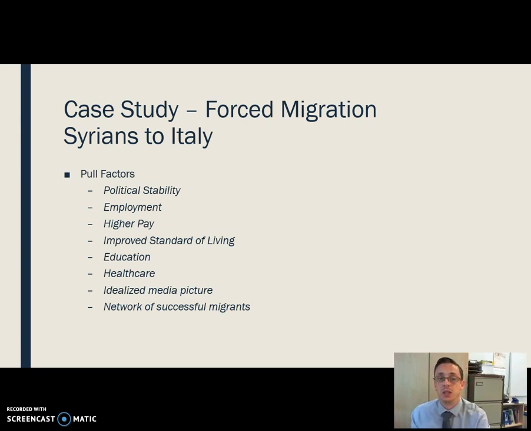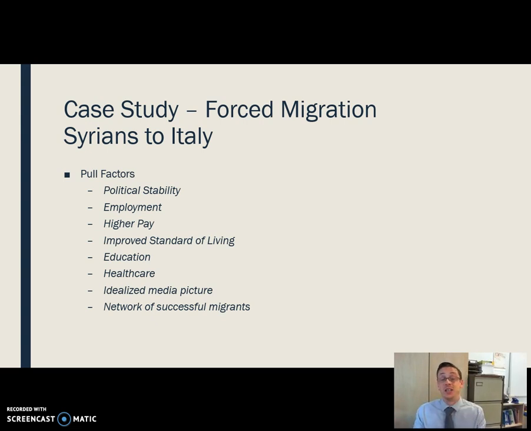Certainly an improvement to their standard of living, an improvement to the style and quality of the education that their children have access to, an improvement in the healthcare system that their children have access to. Now, another thing that works as a very big pull factor in this case is this idealised idea of what life in Europe will be like. People get these images from various media outlets of largely middle class or better off people in Europe, and they think that's the life that they're going to move over and immediately gain.